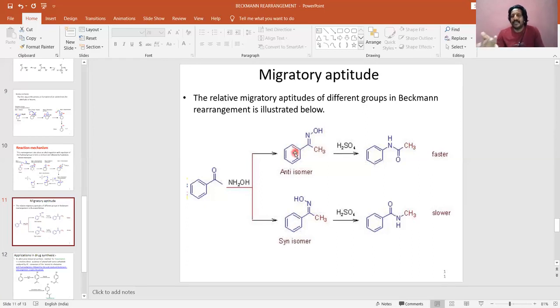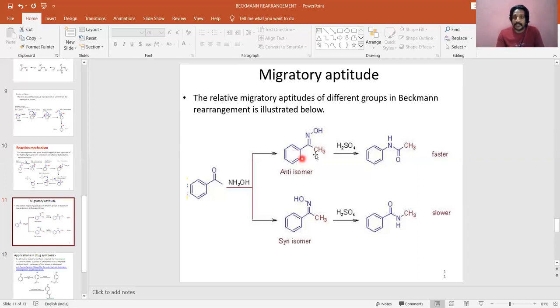This is a very normal way of designating an oxime by giving syn and anti configuration. This is a way of representing or naming an oxime. Provided H is present, if H and OH are on the same side, then it is a syn isomer. And if H and OH are on the opposite side of the C double bond N bond, then it is an anti-isomer.